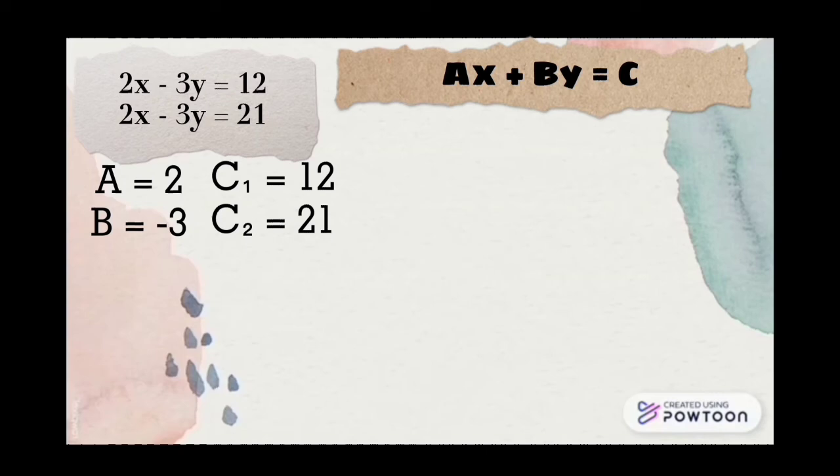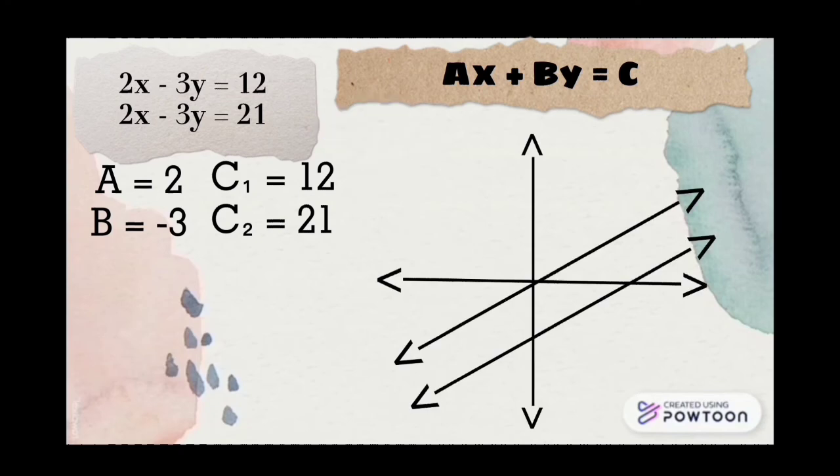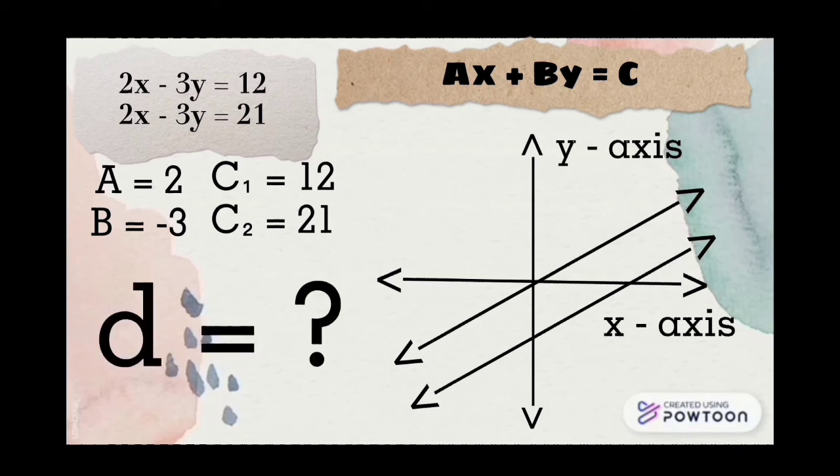Since 12 is different from 21, let us say this is c sub 1 and this is c sub 2. If you are going to graph these two equations, their graph will look like this. This is the y-axis and this is the x-axis. Again, parallel lines must look like this. Now, let's solve for the distance between the two parallel lines.